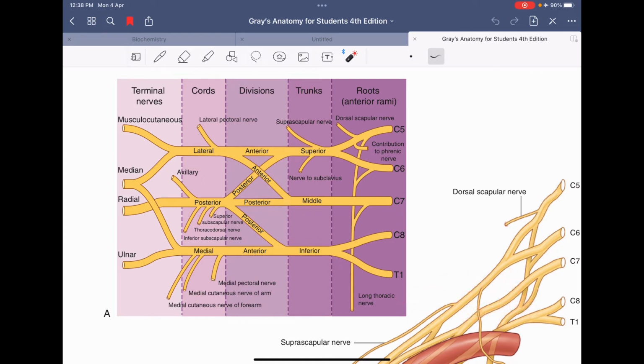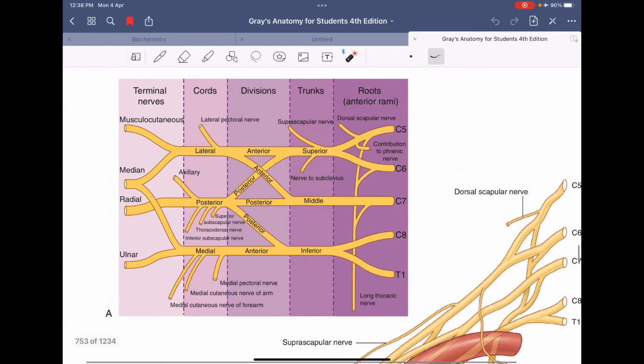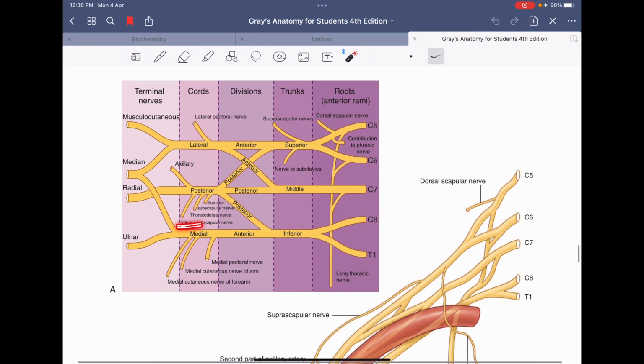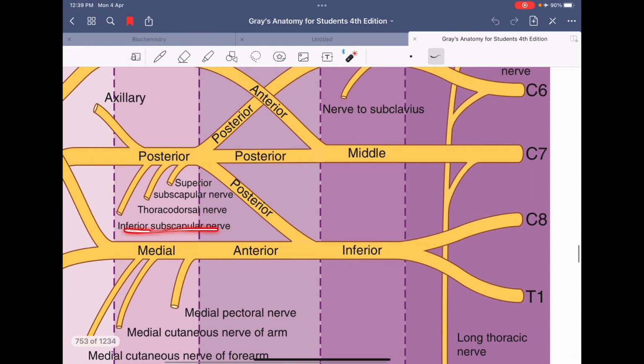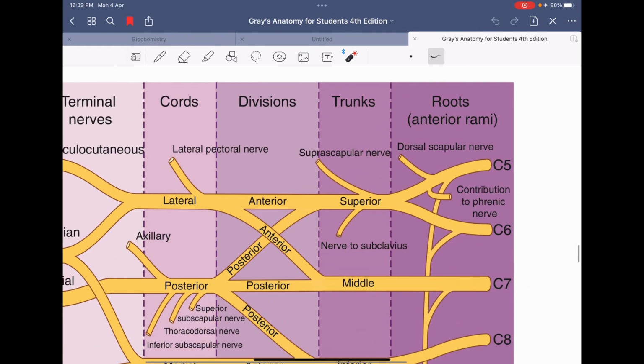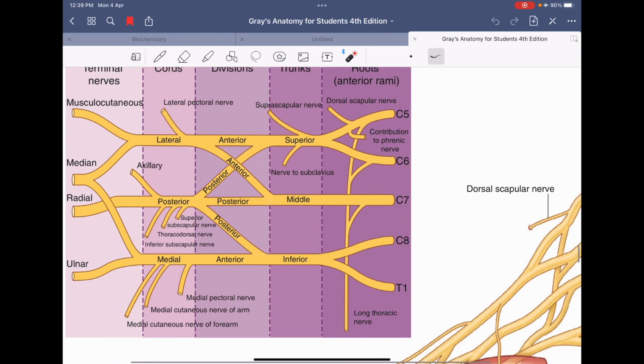There is one clinical importance. This is the Erb's point. Here 6 nerves will meet, and damage here will lead to Erb's paralysis. So there are the small nerves. Medial will give medial pectoral, medial cutaneous nerve of arm and forearm, and posterior will give thoracodorsal nerve supplying latissimus dorsi, superior subscapular nerve, inferior subscapular nerve, and lateral will give lateral pectoral nerve. So these are some important nerves.